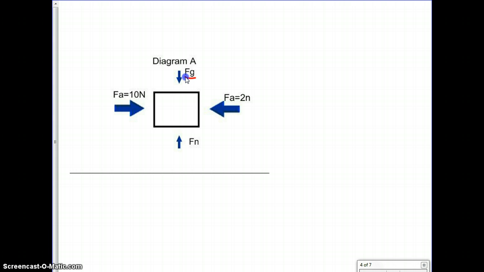Let's just say that an object has a weight of 10 newtons. The weight of the object is really the gravitational force on it if you measure it in newtons. So we're going to write 10 newtons.